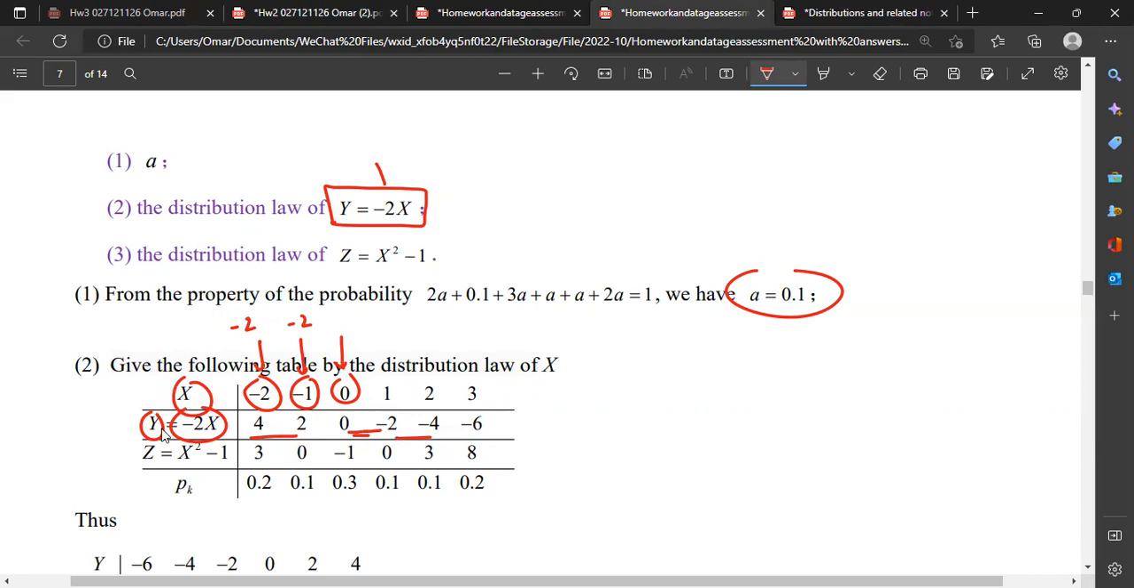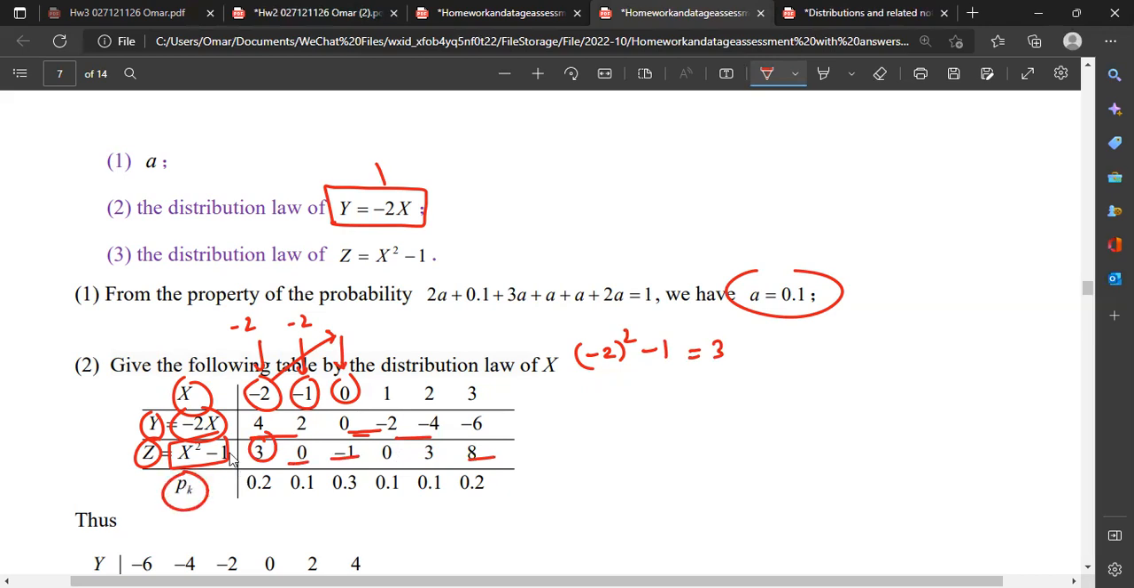And so again here we have z. z is equal to x squared minus 1. So the same way I have to square the x value. So -2 squared, that is 4, and then minus 1. So 4 minus 1 is 3. Okay, so here is 3, and this way I calculate x squared minus 1.